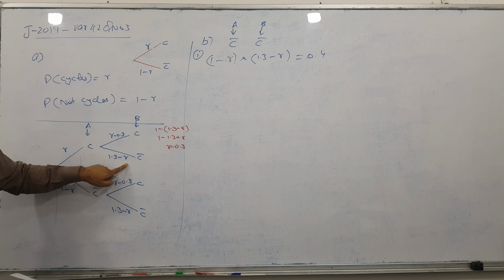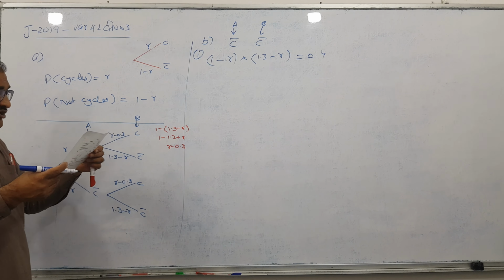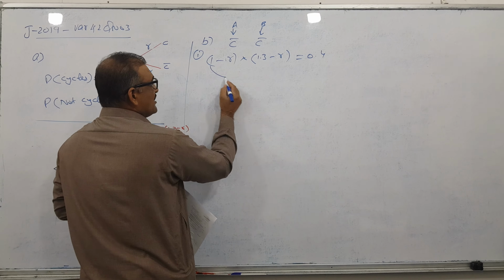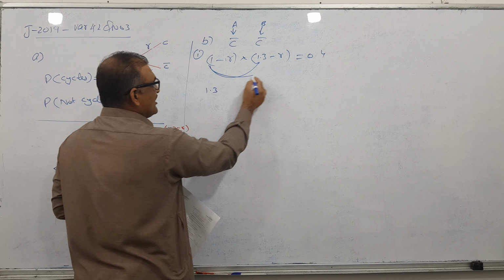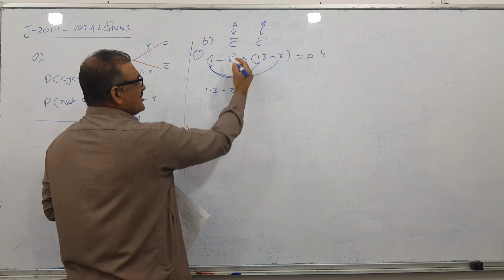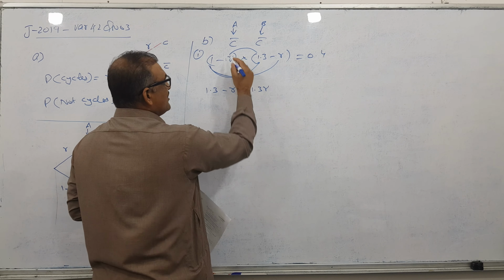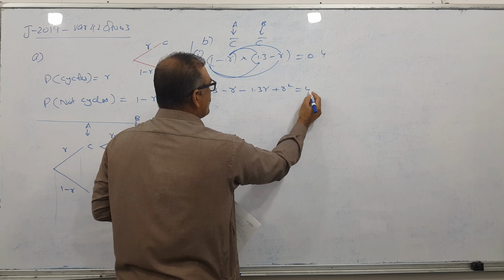Now he's saying, show that the equation simplifies to this one. I think this is not a hard job for us. This into this, I get 1.3. This into this, I get minus R. This into this, I get minus 1.3R. And this into this, I get plus R squared equal to 0.4.